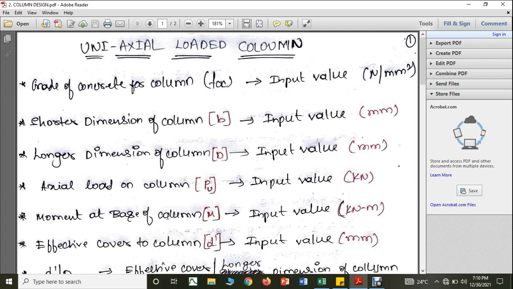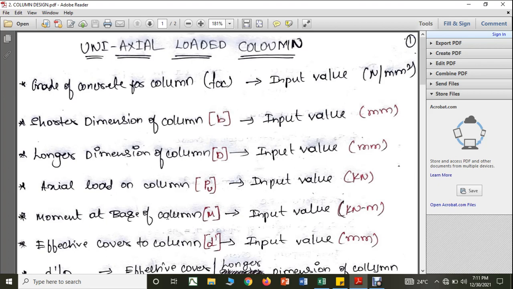When we want to design the columns, the first and foremost step is you should know the values for which the column has to be designed. Like how you got the support reactions in order to design the footing, in the same manner, you should have the loads or the moments for which the column is to be designed. How to get it from the ETABS software, we will see in the next session. But in this video, let us prepare the Excel sheet for the column design.